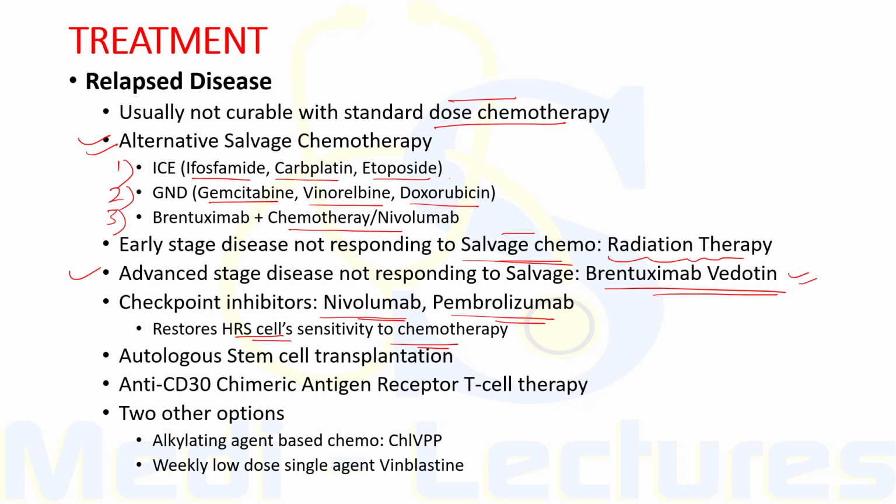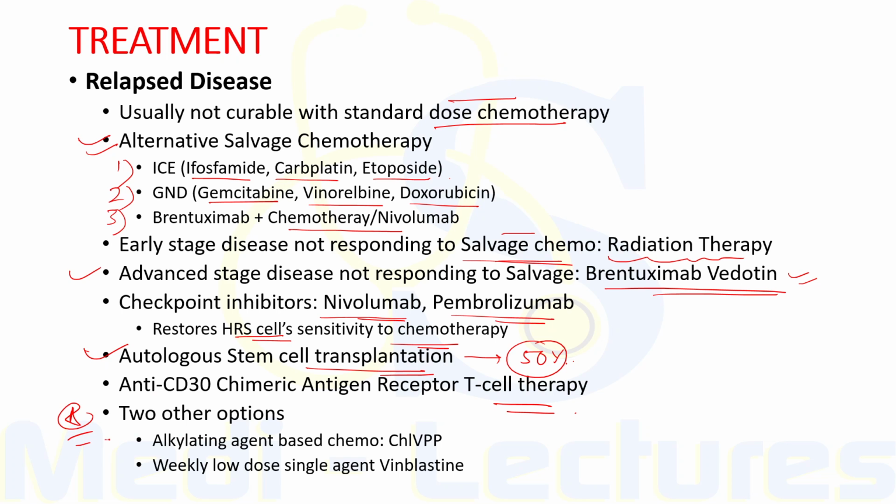For patients who respond to salvage chemotherapy completely or nearly so, autologous stem cell transplantation can then be done and it can cure about 50% of the patients. Finally, anti-CD30 chimeric antigen receptor T cell therapy, which is CAR T cell therapy, has also been tested in multiple relapsed classical Hodgkin's lymphoma with promising early results. Now we also have two other options which may be useful in setting of disease relapse.